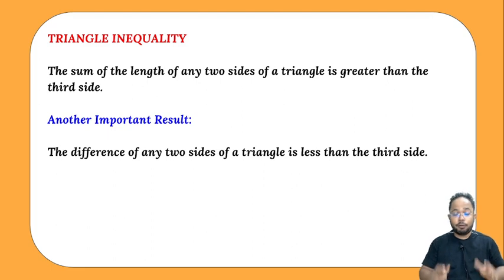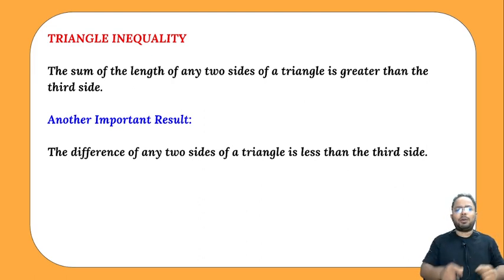So there is a property of triangle inequality that says that for the formation of a triangle, the sum of the length of any two sides of a triangle must be greater than the third side. If it is not following that, the sum of the two sides is not being greater than the third side, then the triangle formation is not possible. So it's a very important property that says that the sum of the two sides of a triangle must be greater than the third side.